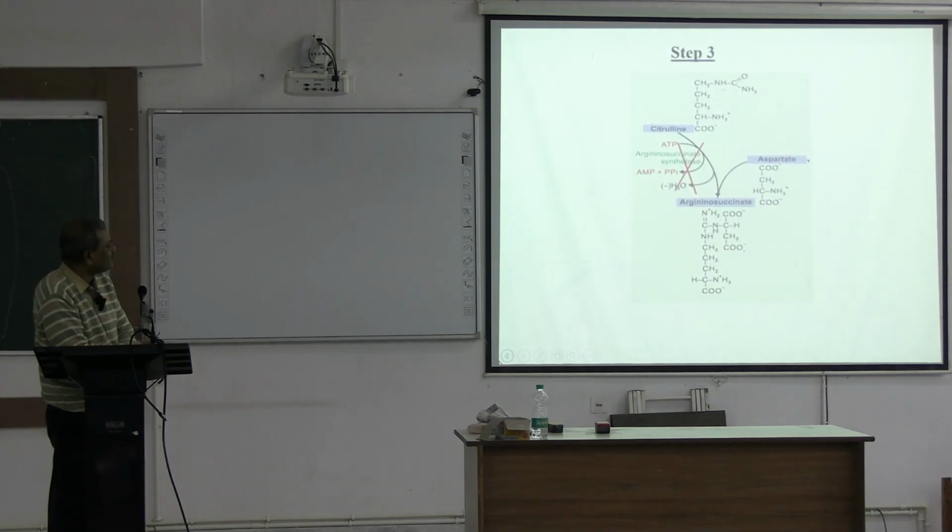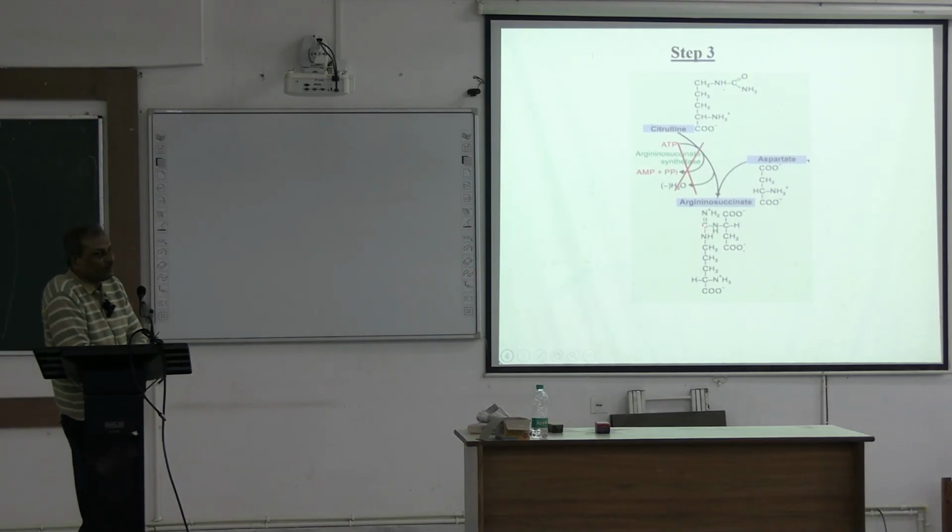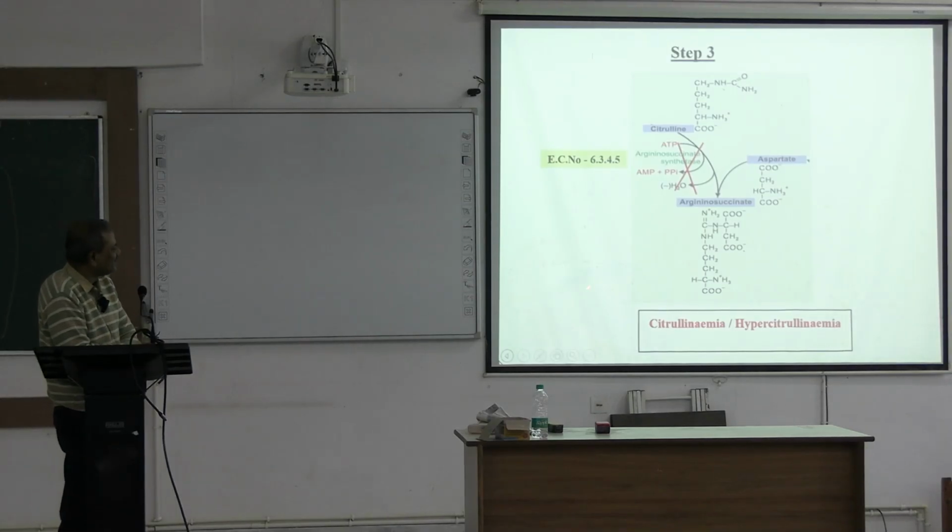Step 3 is argininosuccinate synthesis. Now, if this is blocked, you see what type of enzyme it is? Citrulline and aspartate are combining. So, that is a ligation basically. So, that will be a ligase enzyme. That is why the EC number is 6.3, and this will cause, because the block is here, citrulline, up to this citrulline the urea cycle will proceed. That is why there will be citrullinemia or citrullinuria.